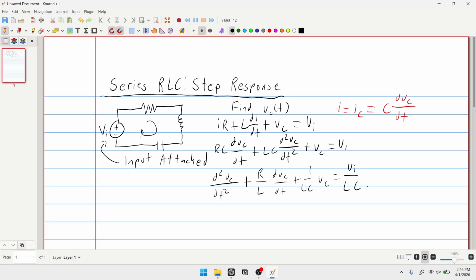And if we remember from differential equations, we know that y of t, the solution to a differential equation, equals the homogeneous solution plus the particular solution. The homogeneous is the natural response, and the particular is the forcing function response.